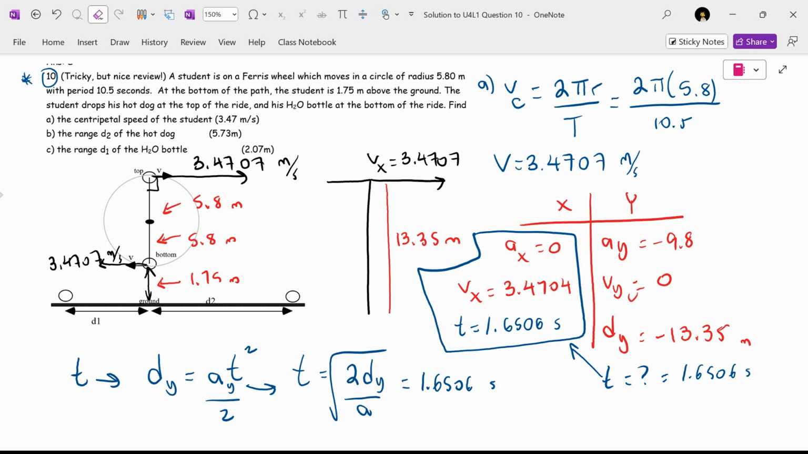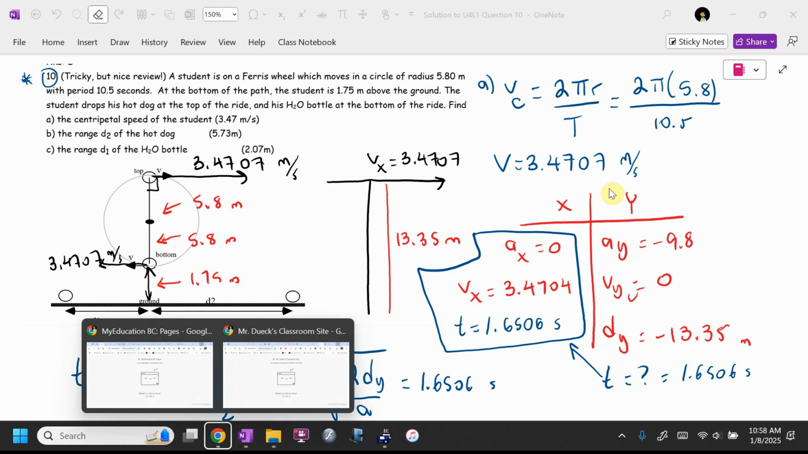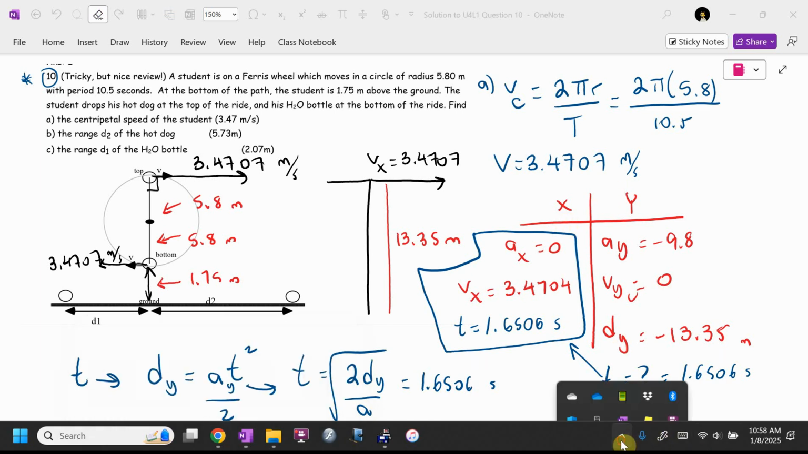So that's a nice review of projectile motion, which is also why I like it. It's good review, and also I like this question. I'm going to put this on Teams to see who's actually looking at their Teams account.